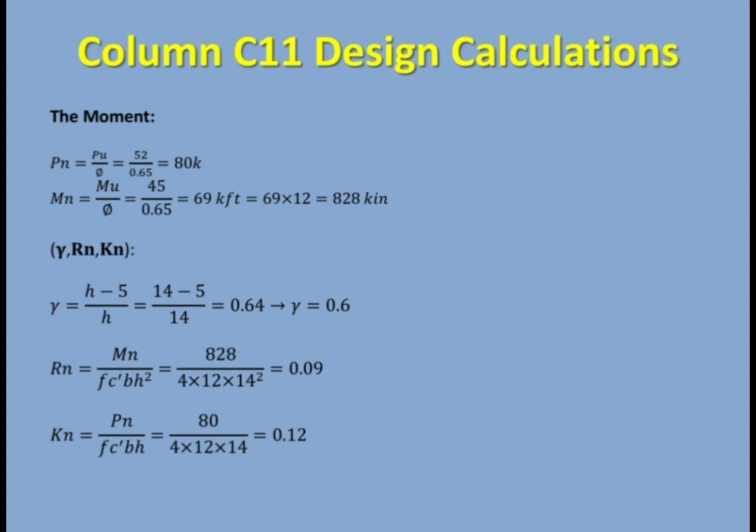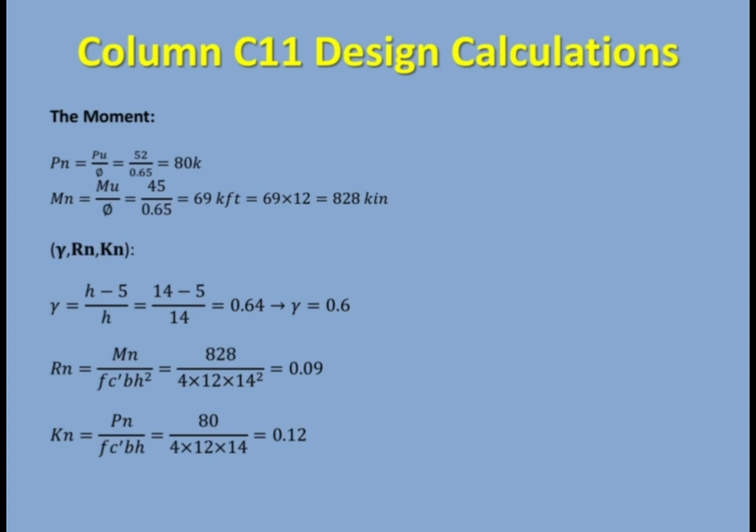And the nominal moment capacity, which equals Mu over theta, and it is equal to 45 over 0.65, and it is equal to 69 kip feet. We convert it to kip inch by multiplying it by 12 and it is equal to 828 kip inch. Now for finding the gamma and the Rn and Kn, to use in the diagram to find the percentage of the steel. First we start with the gamma equal to h minus 5 over h, which is equal to 14 minus 5 over 14, and it is equal to 0.64. We make it 0.6 to use the 0.6 diagram.